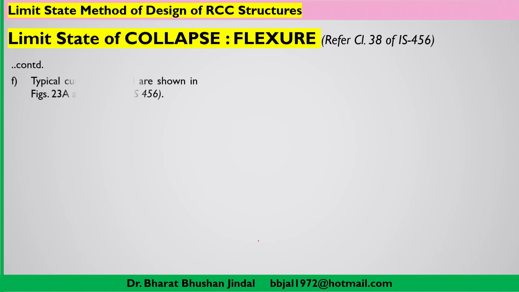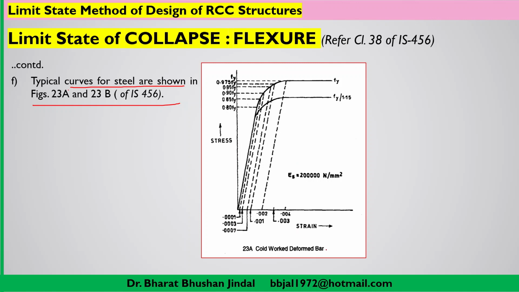Now, in continuation to the previous slide, we will be taking into consideration the typical curves for steel which are given by IS 456 in figure number 23A and 23B. So this is figure number 23A, where cold worked deformed bars are to be used. This is the stress strain graph for that particular type of steel. So this will be the actual stress strain graph of that type of steel, and Fy is the yield strength. You can understand here that 0.002 is the strain which we have taken as a proof strain, a proof stress according to 0.2%. Beyond this, you will be considering that the graph is just like a straight line. So this is the yield strength of the steel.